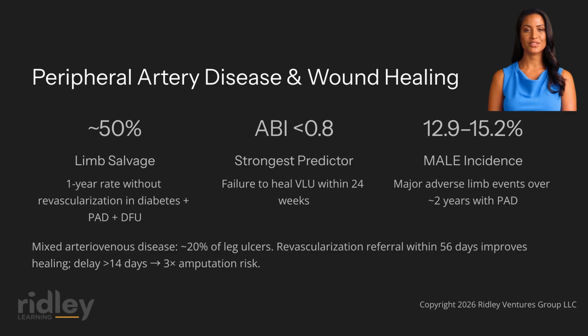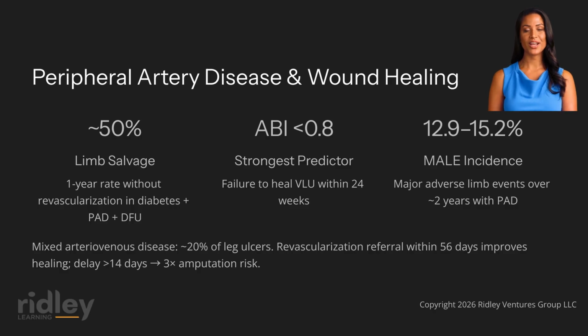Here's a number that puts this in perspective. In patients with diabetes, PAD, and a diabetic foot ulcer who aren't revascularized, the limb salvage rate is approximately 50% at 1 year. Among persons with PAD, those with diabetes experience greater walking impairment, higher mortality, a higher prevalence of amputation, and a higher prevalence of atherosclerosis below the knee than those without diabetes.